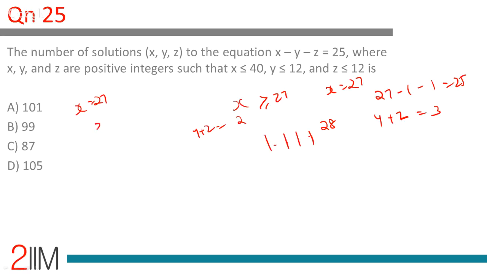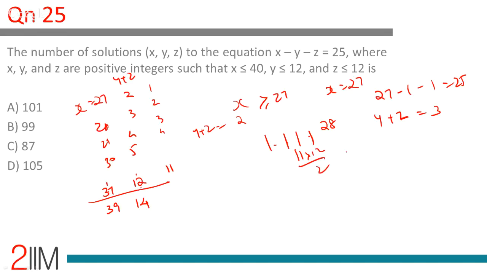So X is 27, 28, 29, 30, all the way till 39. Y plus Z should add up to 2, 3, 4, 5, all the way till 14. 39 minus 14 is 25. Do till 37, do till 12. The number of ways in which it is possible is 1, 2, 3, 4, all the way till 11. 11 plus 1, so 11 into 12 by 2, that is 66 ways are in the bag.